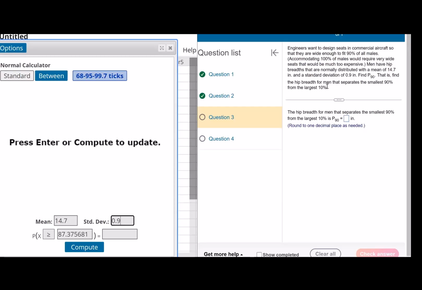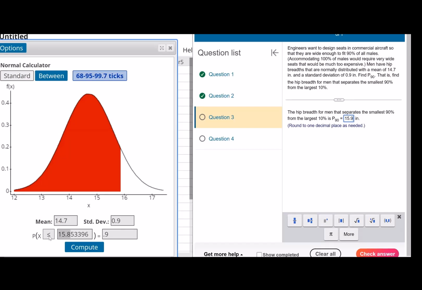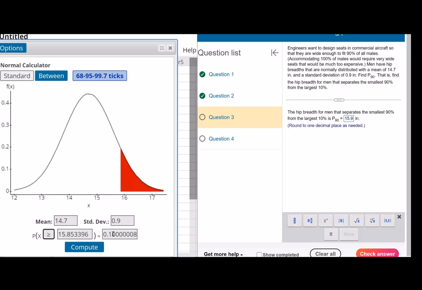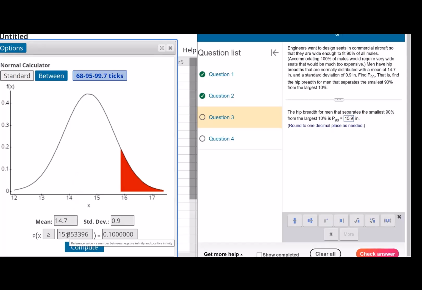That is, we want to find the hip breadth for men that separates the smallest 90% from the largest 10%, 0.9. And I get this value, and to 1 decimal place it would be 15.9. Or I can say greater than 0.1. When I hit compute, I get the same value for X.